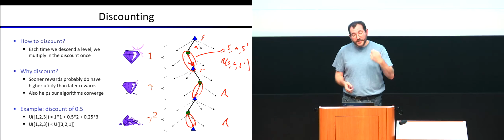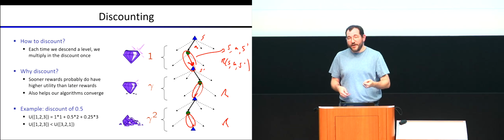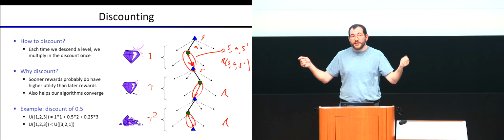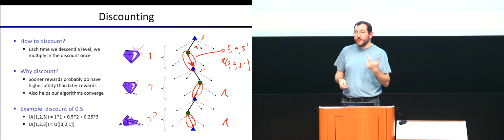So when we specify an MDP, we have to specify a discount which tells us how to turn the sequence of rewards into a utility over the sequence. It's either going to be the sum or the discounted sum.